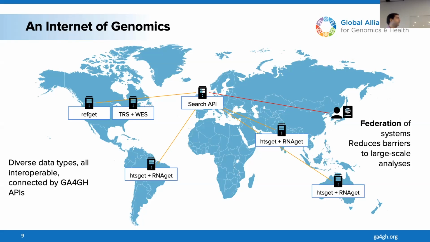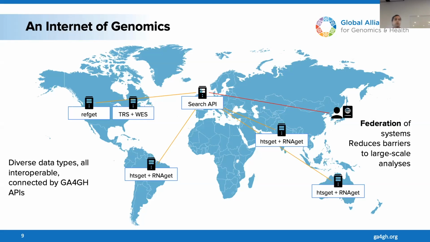So this is a hypothetical example. Let's say we have a cancer researcher in Japan, and they're the user, and that document beside them is their GA4GH Passport. It's another standard that I haven't gone into too much detail about, but essentially it provides an authorization mechanism to different servers. Let's say they want to conduct some sort of cancer analysis, but they don't know the data that's available to them. So they might want to find data sets that might be applicable to them.